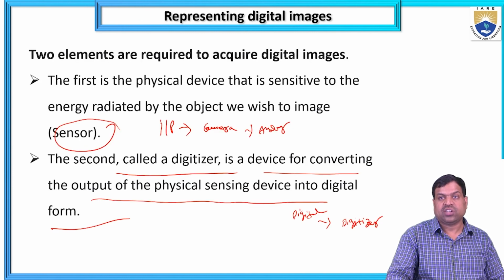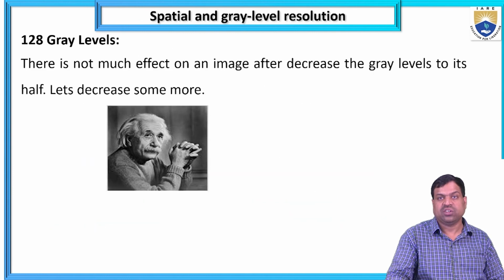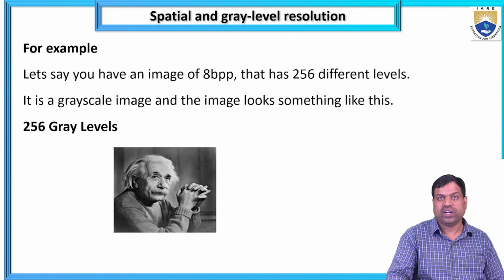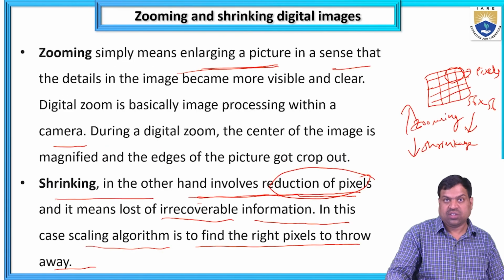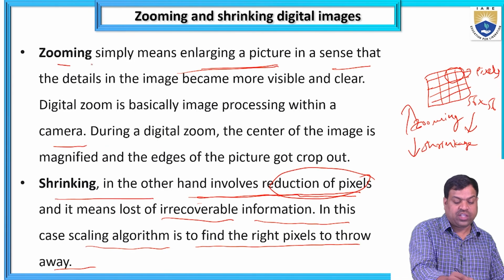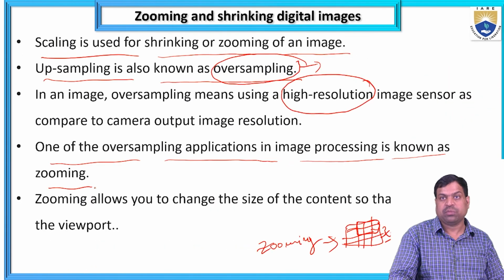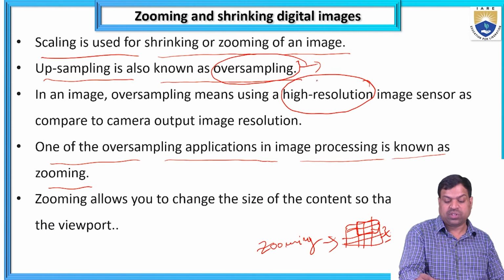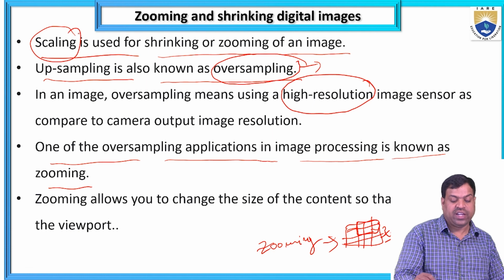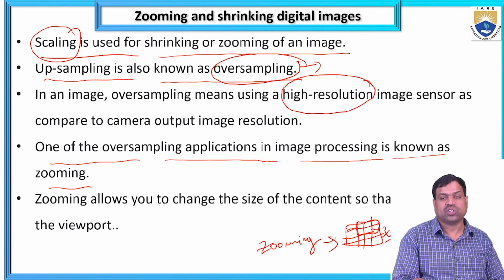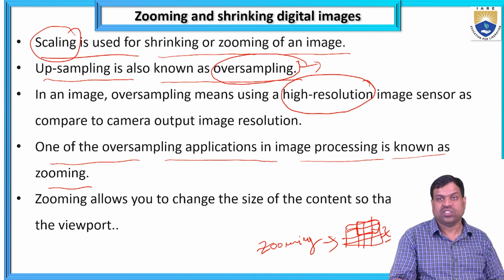So these are the representations of digital images. They are very helpful for zooming and shrinking. For the zooming and shrinking of digital images, we are using the oversampling method. Oversampling means I am using a scaling function, so I am using a scaling algorithm for the oversampling. So sampling and quantization play an important role in zooming and shrinking.